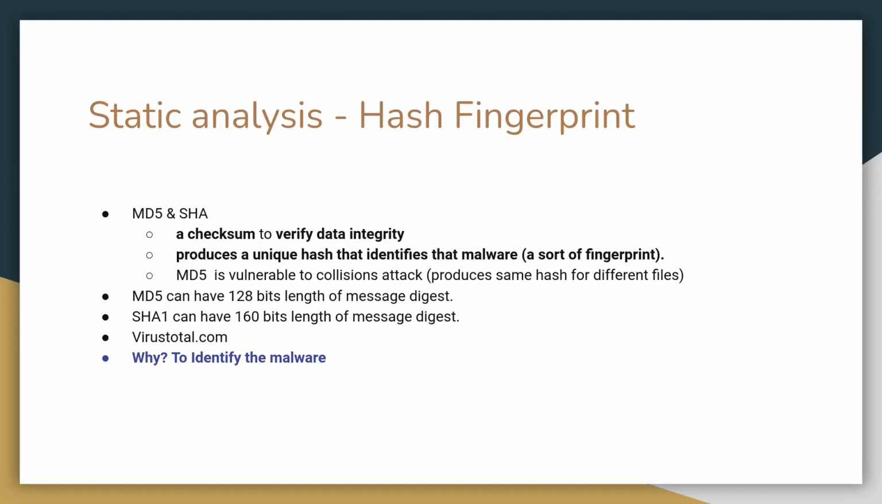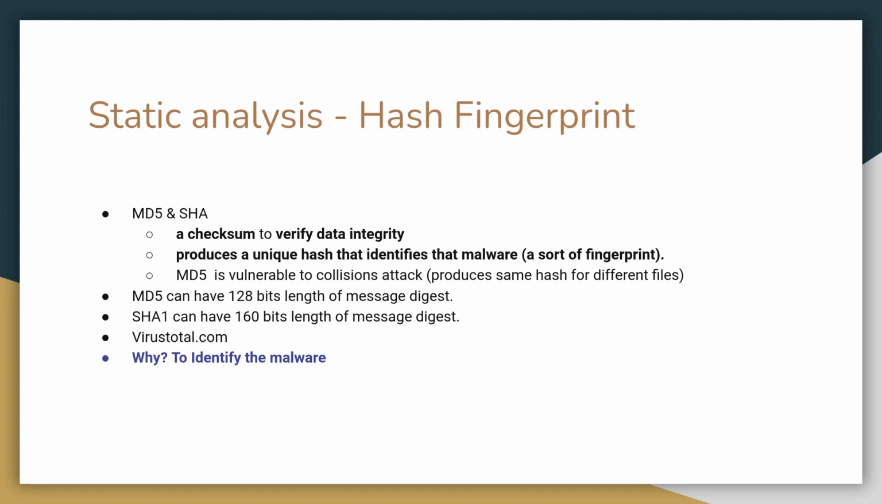Hello guys, welcome back. In this video we are going to be talking about static analysis and hash fingerprint, and we're going to be doing hash fingerprint with MD5 and SHA. So what is MD5 or SHA? What is basically hash fingerprint? Well, MD5 or SHA basically produce a unique hash that identifies that malware. So basically it's just like a fingerprint, right?